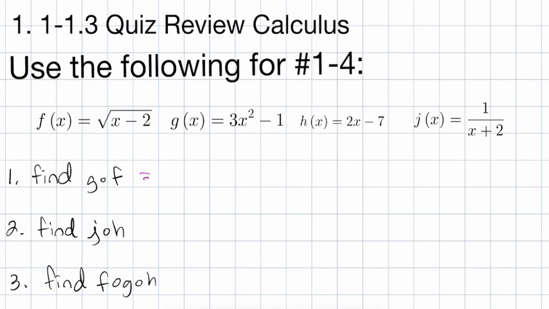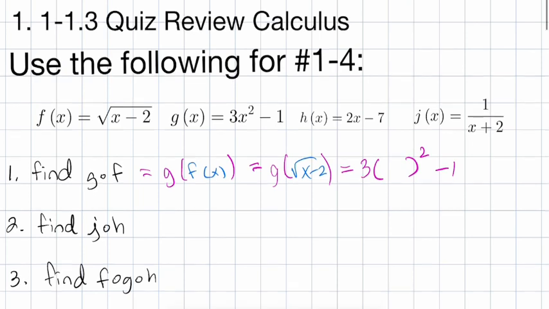G of f is the g function, plug in f. So all we're going to do is take our g function and plug in the square root of x minus 2. Now remember, it replaces the x in the g function. So take the x in the g function and put a parenthesis, and that's where you place, in this case, the square root.